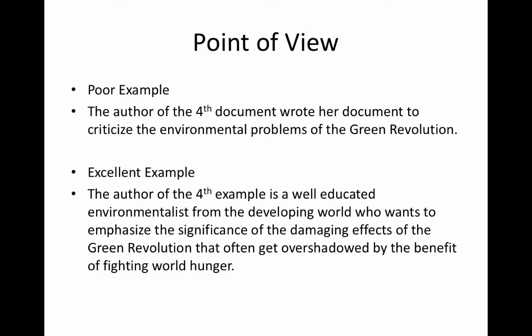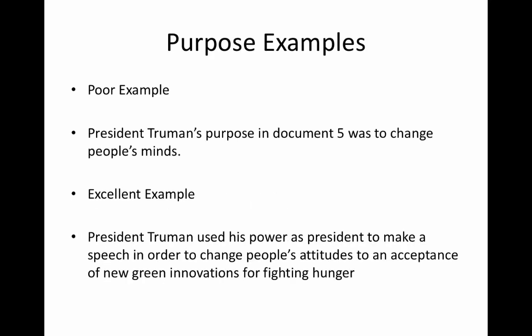Here's an excellent example. The author of the 4th document is a well-educated environmentalist from the developing world who wants to emphasize the significance of the damaging effects of the Green Revolution, which often get overshadowed by the benefit of fighting world hunger. Notice what I'm given here. I'm given a social status of this author. She or he is an environmentalist from the developing world. On top of that, I'm given the purpose: emphasize the significance of the damaging effects of the Green Revolution. Plus the significance. It's outweighed against the benefit of fighting world hunger. So notice here, point of view, very specific stuff on attribution, purpose, and significance.